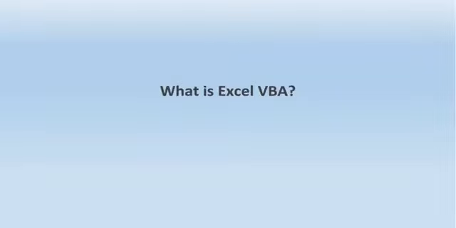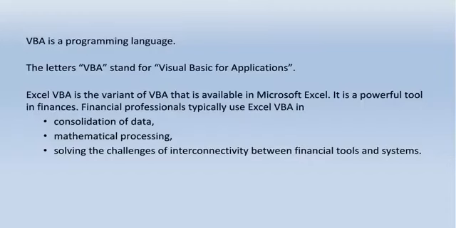What is Excel VBA? VBA is a programming language. The letters V, B, A stand for Visual Basic for Applications. Excel VBA is the variant of VBA that is available in Microsoft Excel. It is a powerful tool in finances. Financial professionals typically use Excel VBA in consolidation of data, mathematical processing, and solving the challenges of interconnectivity between financial tools and systems.